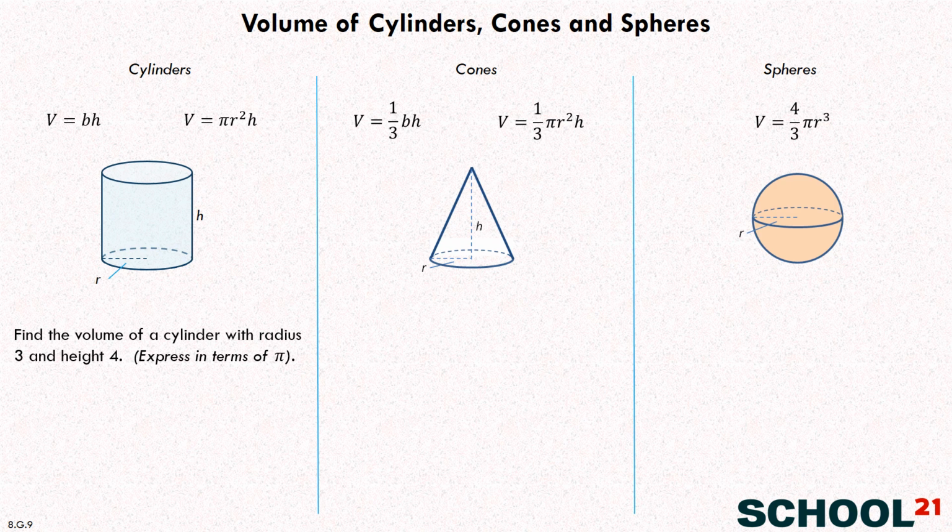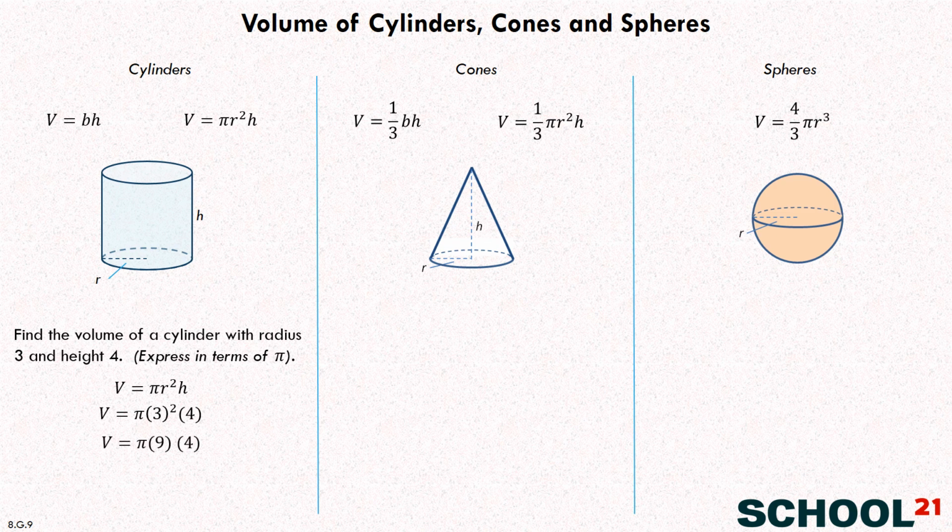First we'll try the cylinder. Find the volume of a cylinder with radius 3 and height 4. And here it tells us to express your answer in terms of pi. Okay? So we're going to go ahead and use this formula, volume equals pi r squared h. We just put in the values given to us. So volume equals pi times 3 squared times 4. So I've just put in 3 for the radius and 4 for the height.